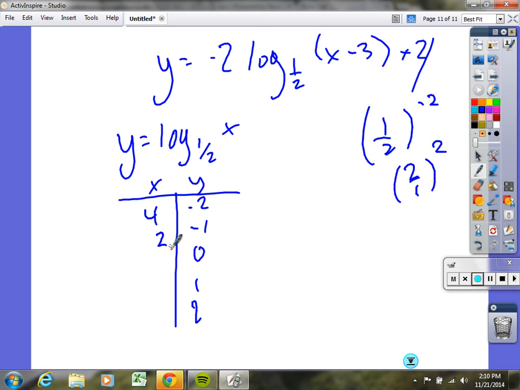1/2 to the 0 is, you guys see a pattern here? What's our pattern on this left side? They're getting cut in half because my base is a half, right? So therefore this is going to be a half and this is going to be a fourth.